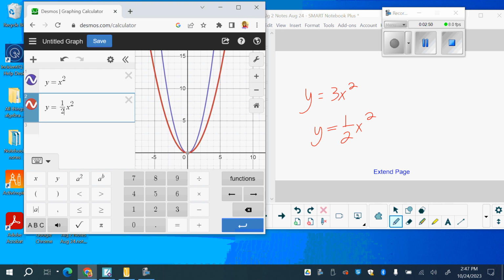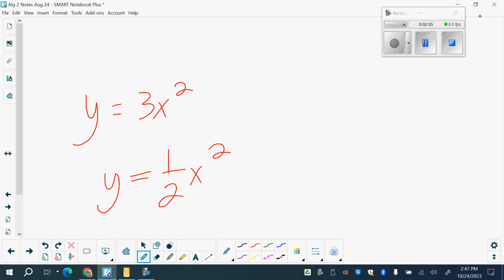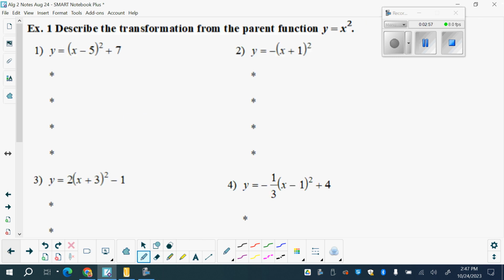Okay, so let's go on to the other side of that page of notes. We want to describe the transformation. We did this before with absolute value. Now we're doing it with a quadratic. What do you think this 5 in here is going to do to the graph? Down 5, or is it going to move it to the right or left? Which one? Good. To the right 5.